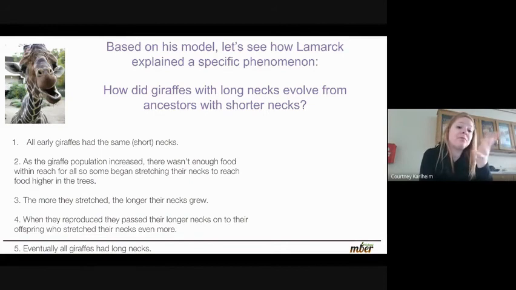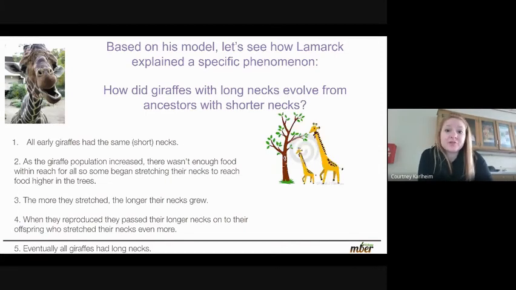Then step 3 would be the more that these giraffe necks stretched, the longer their necks grew. And then when these longer stretched neck giraffes reproduce, they pass on their longer stretched necks to their offspring, who then stretch their necks even more. So eventually all giraffes would have long necks, according to Jean-Baptiste Lamarck. And here's a little picture about giraffes.